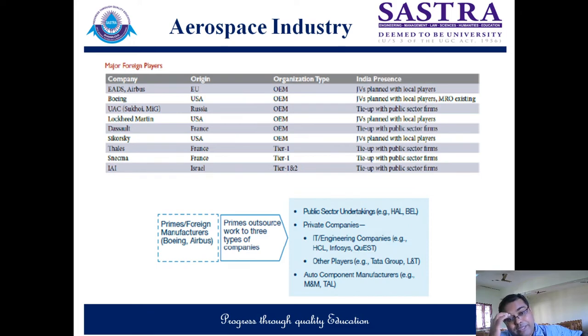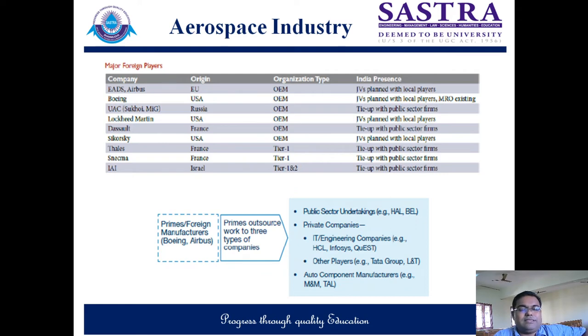Then Boeing is from the USA. They also have their center in Bangalore, but in India till now they are working only on design and analysis. They are not doing any manufacturing, but in future they are planning to go for maintenance, repair and overhaul. Then the USC, that is Sukhoi and MiG, are Russian companies. This is also an original equipment manufacturer. They are planning a tie-up with local players in India.